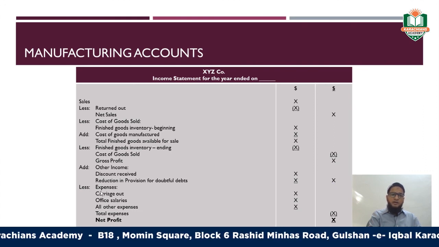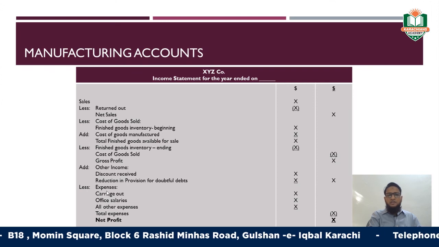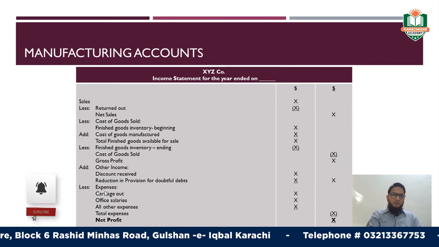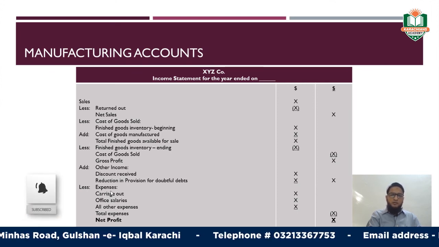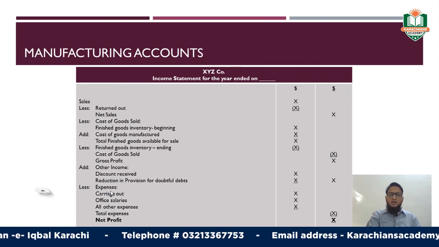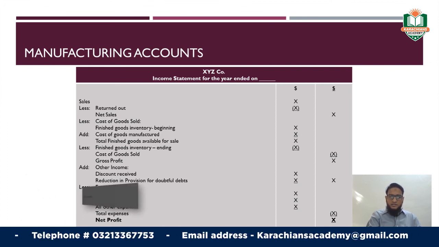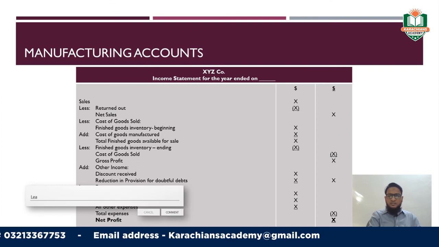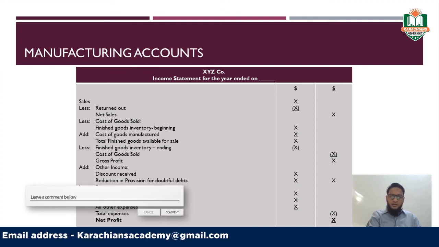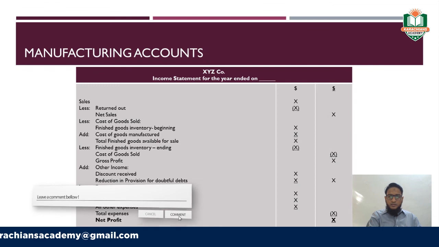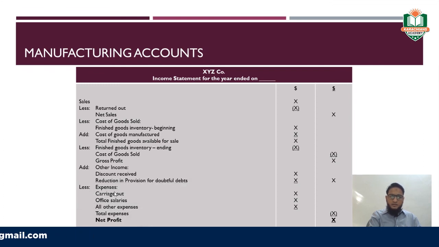Then finally you have to deduct the remaining expenses. The remaining expenses could be in the form of admin expenses, selling and distribution expenses, marketing expenses, right? If these are given in that form, write them here, and deduct all these expenses from the total gross profit in order to reach the net profit.